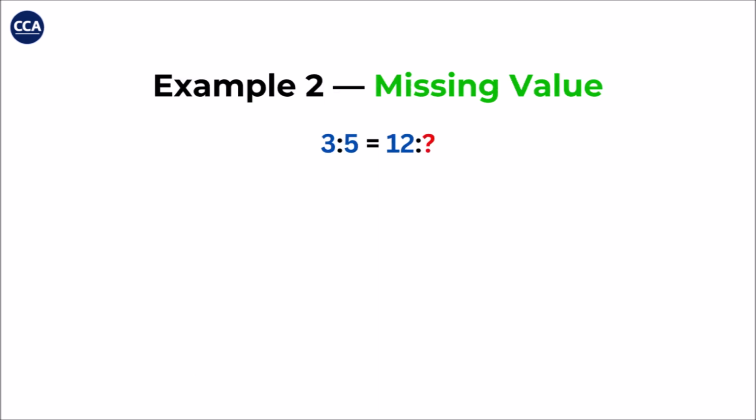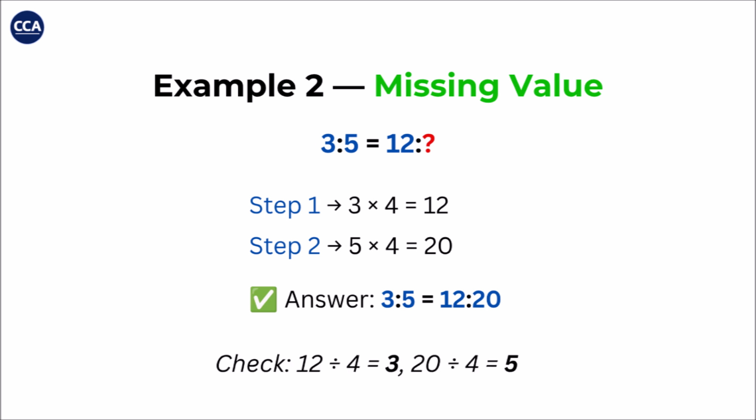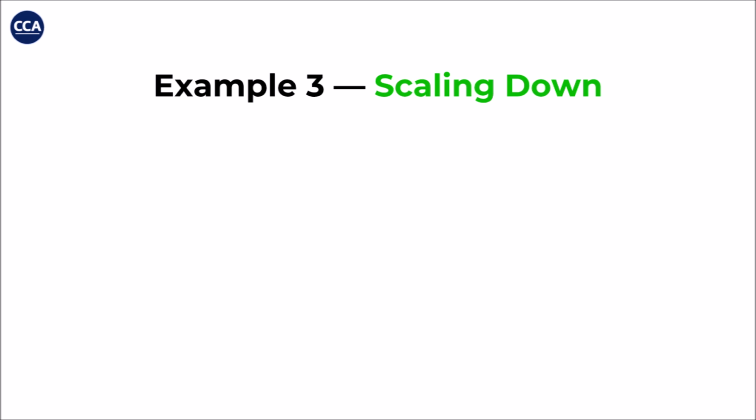Now, here's the type of question that appears most on grade 7 and 8 exams. The ratio 3:5 is equivalent to 12 to what number? Step 1. Ask yourself, what was done to 3 to get 12? 3 multiplied by 4 equals 12. Step 2. Do the same to 5. 5 multiplied by 4 equals 20. Answer, 3:5 is equivalent to 12:20. Let's check. Simplify 12:20 by dividing both by 4. That gives 3:5. Correct.